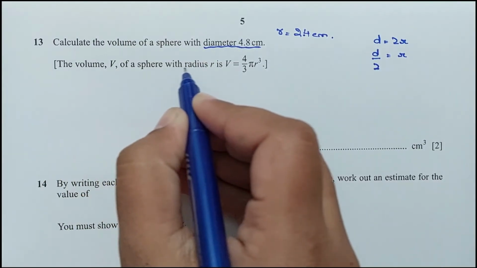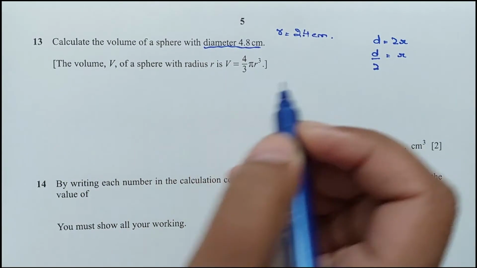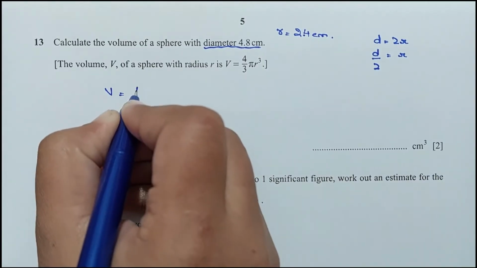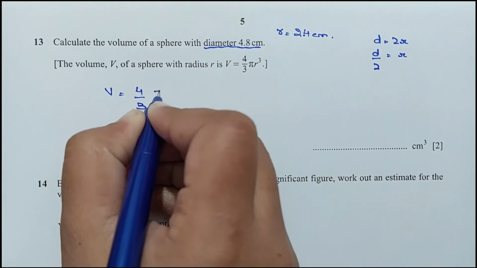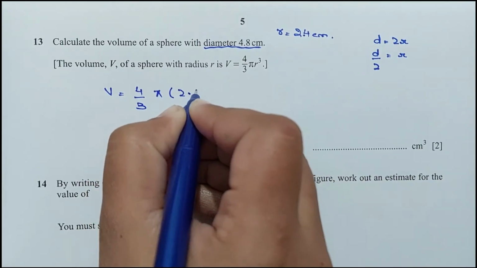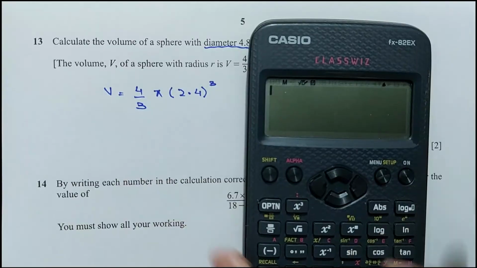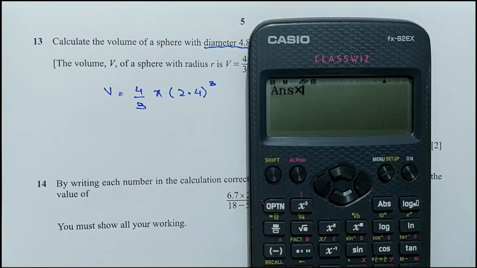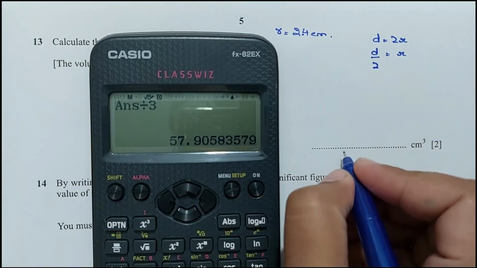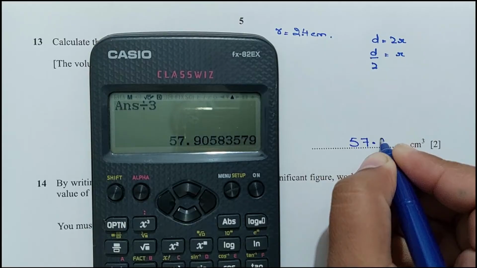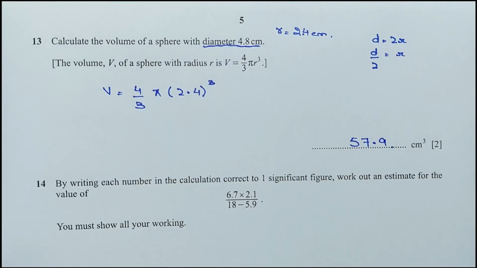The volume of a sphere with the radius r is equal to this. So the volume of a sphere is 4 by 3 pi r cubed, which is 2.4 cubed, right? Let me calculate. 2.4 cubed times pi and times 4 divided by 3, 57.90 or 57.9 centimeters cubed is the volume.